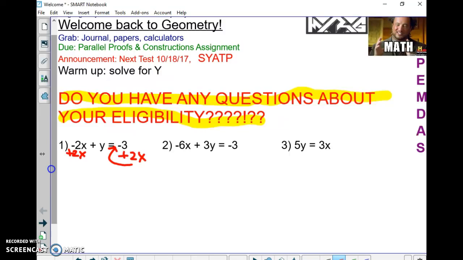So the way I would write this right side is 2x minus 3. Does everyone see how I put the 2x in front of the minus 3, and now it's 2x minus 3? Don't combine those terms because they are not like terms.